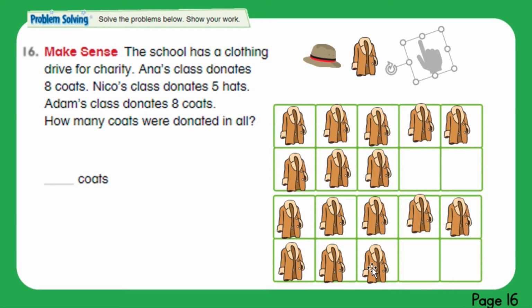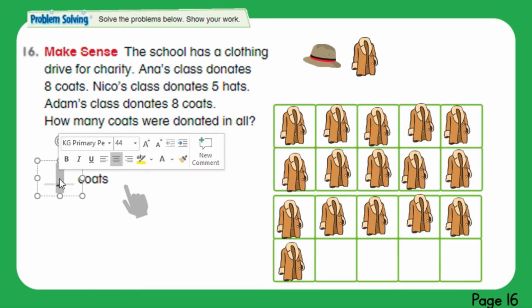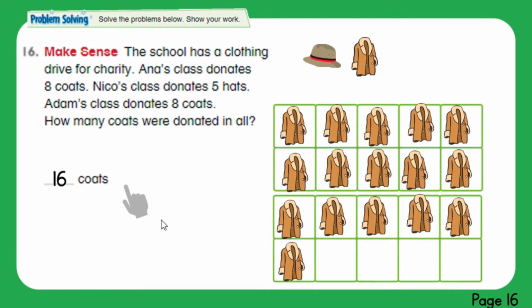So usually what we do is take the last ones and move them to the first 10 frame. So I'll grab the last coats and move them into the first 10 frame. Now I can easily see that these are 10 and I'm going to count on after 10 from here. 11, 12, 13, 14, 15, 16. So I've got 16 coats in all. I can easily write here 16 coats. Now I'm going to type only 16 and it's done. So how many coats were donated in all? In all, 16 coats were donated.